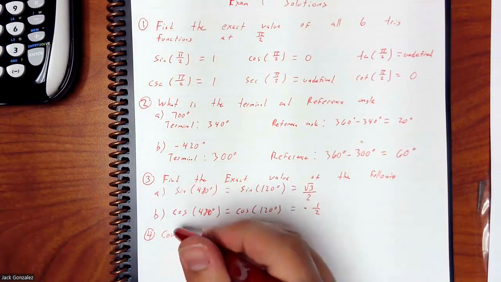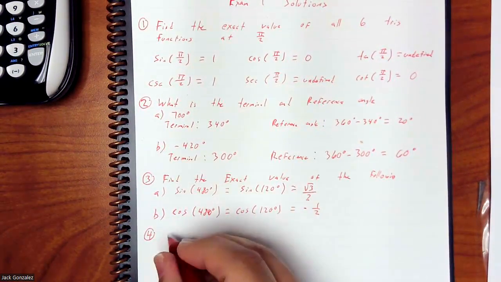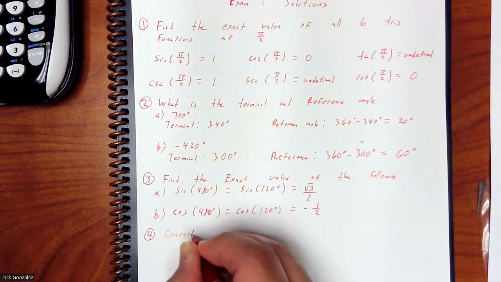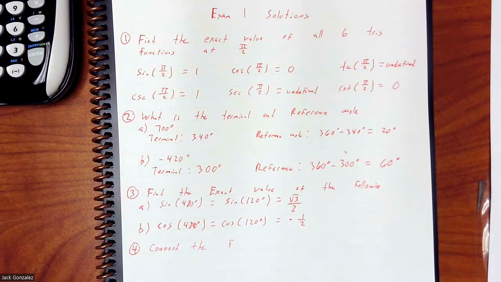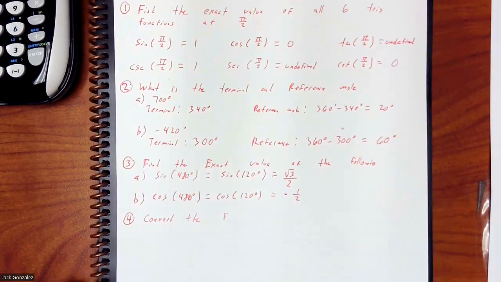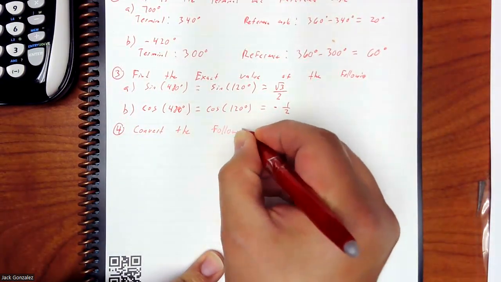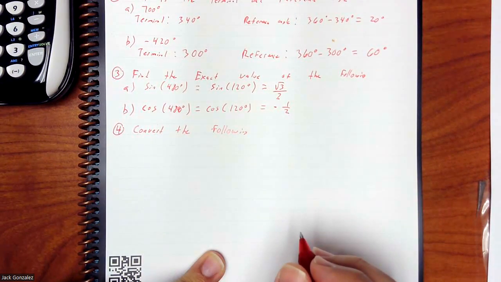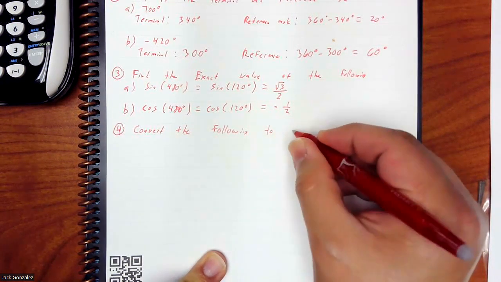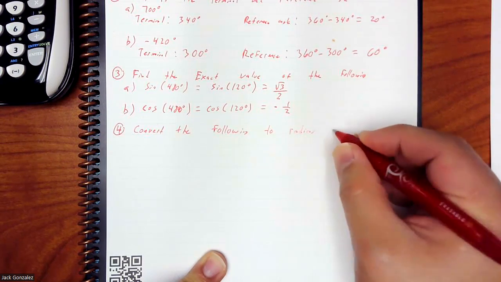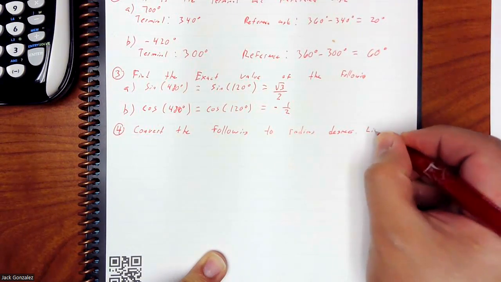I've spelled it wrong. Just noticed. Convert the following to radians or degrees, depending what the question is given. List the quadrants.